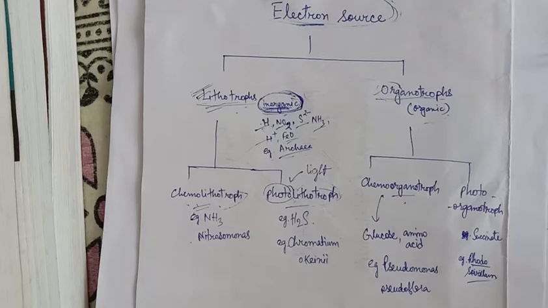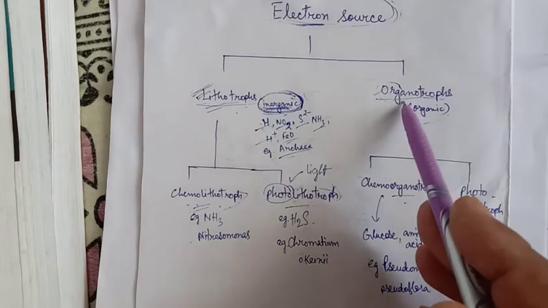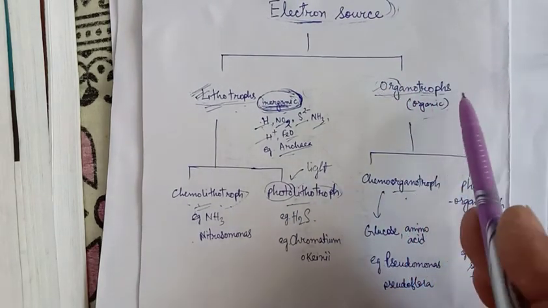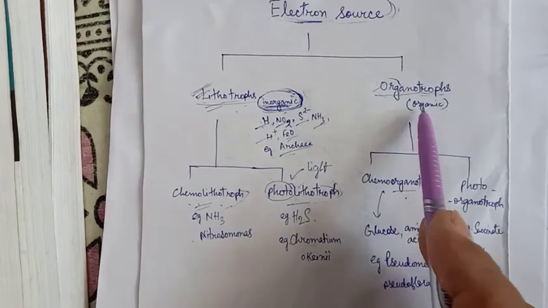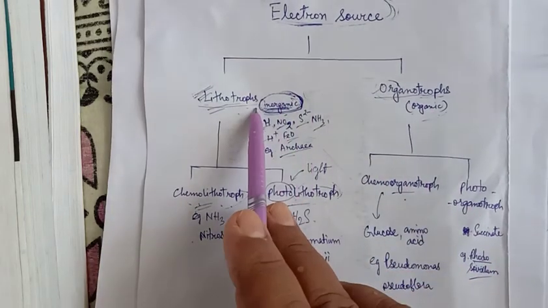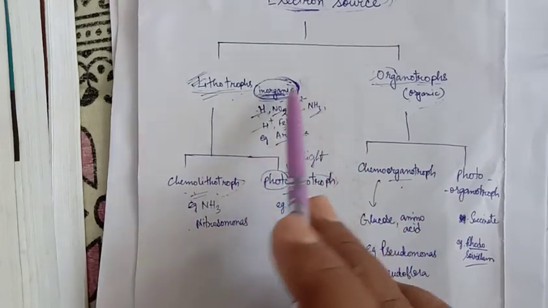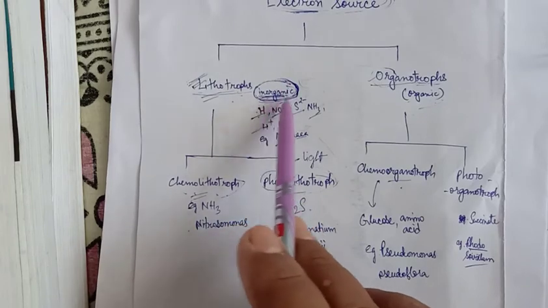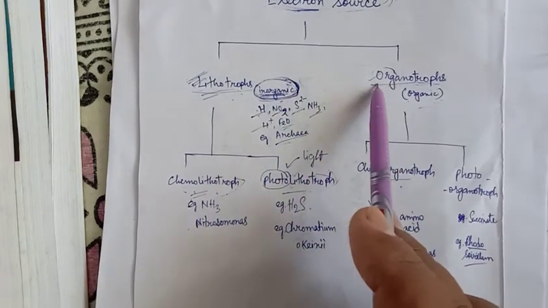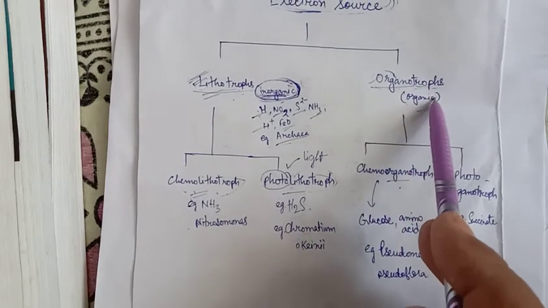Then what are the organotrophs? Organotrophs are the organisms which can use organic compounds as electron donors, whereas lithotrophs use reduced inorganic compounds as electron donors. Lithotrophs use inorganic compounds as electron donors, and organotrophs use organic compounds as electron donors.